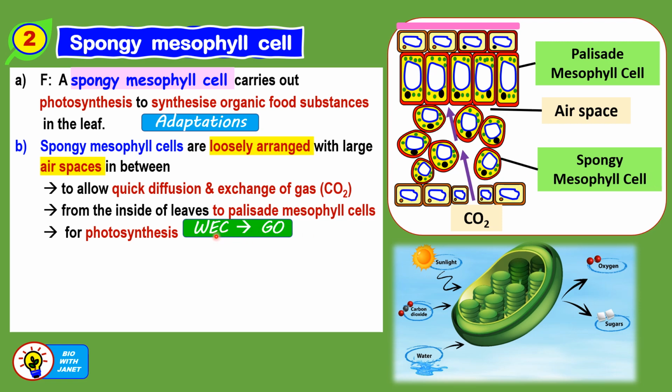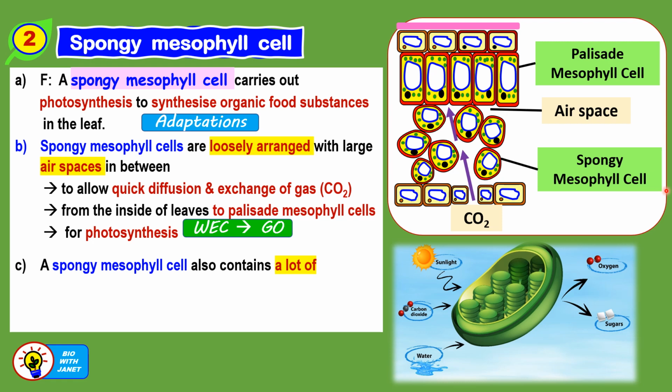Now the equation for photosynthesis is very easy to remember. Just remember WEGO. W for water, E for energy, which is light energy, C for carbon dioxide, G for glucose, O for oxygen. So carbon dioxide is needed in photosynthesis. Thus, the air spaces are created to allow the quick diffusion of carbon dioxide from the environment to the inside of the leaf, and then to the Palisade mesophyll cells.